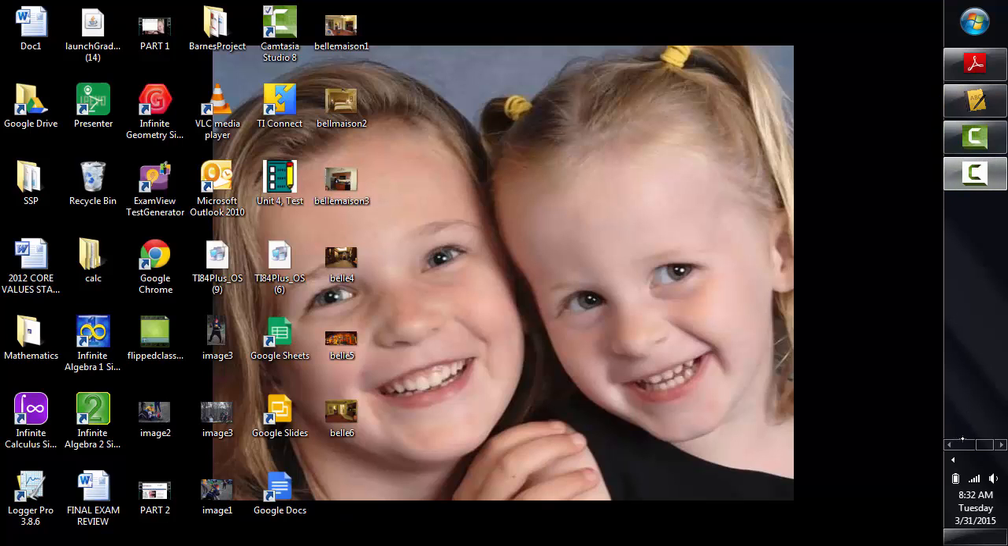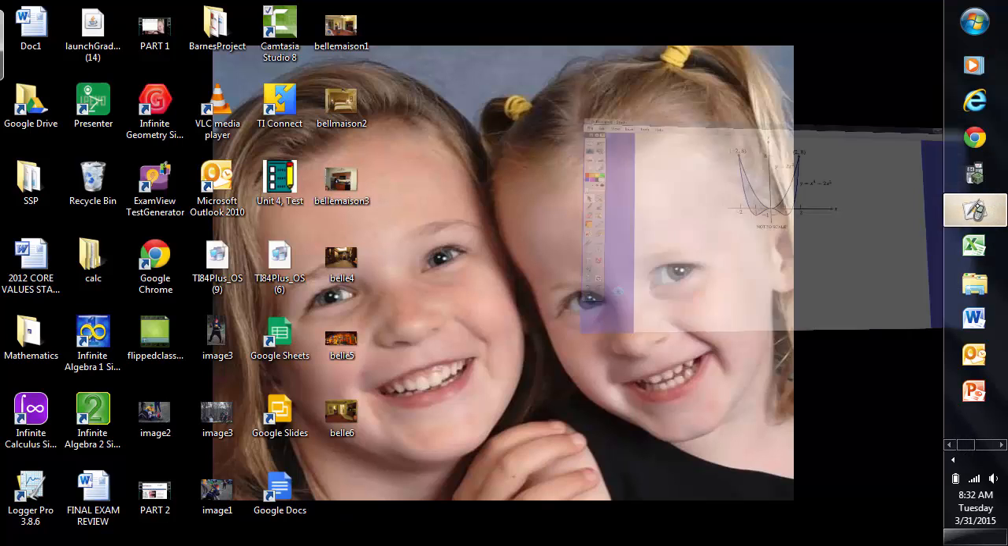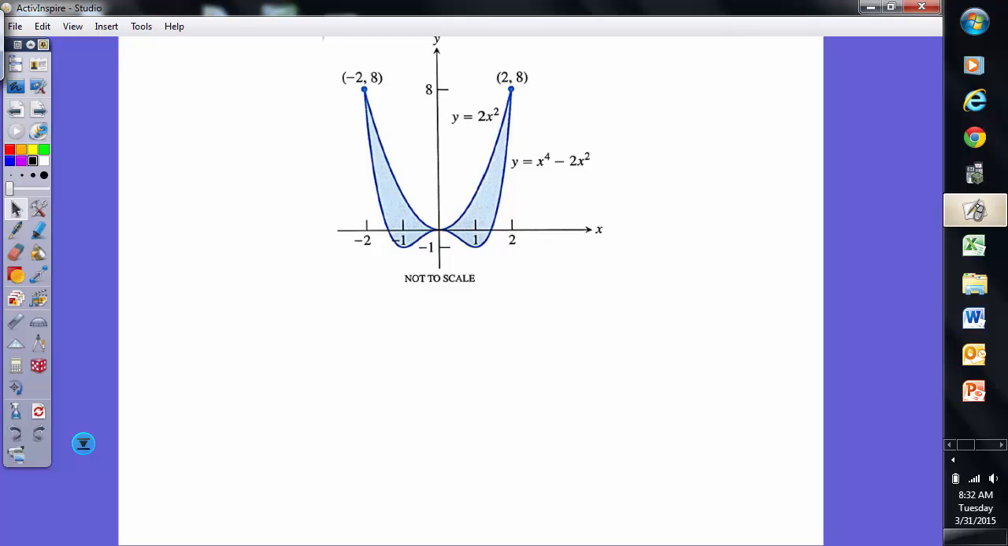This lesson is on finding the area between curves. We're just going to do some examples. If you think about integrating just this top curve, y equals 2x squared, if we found the integral from -2 to 2 of y equals 2x squared, we would get all the area underneath the curve, between the curve and the x-axis. We're not trying to find that area, we're only trying to find the shaded area.